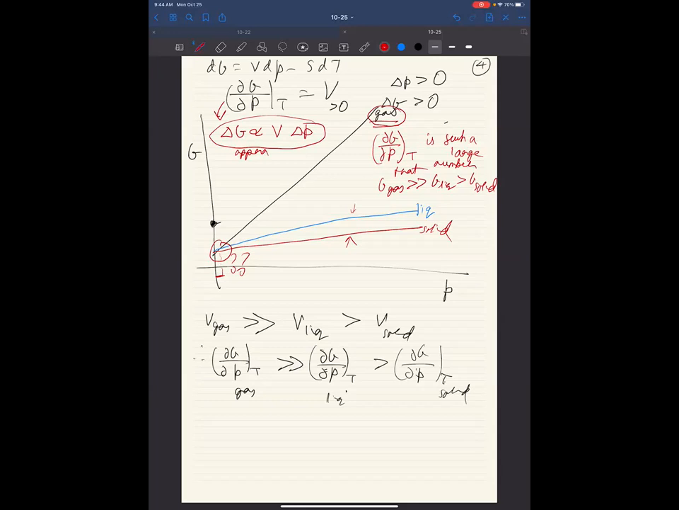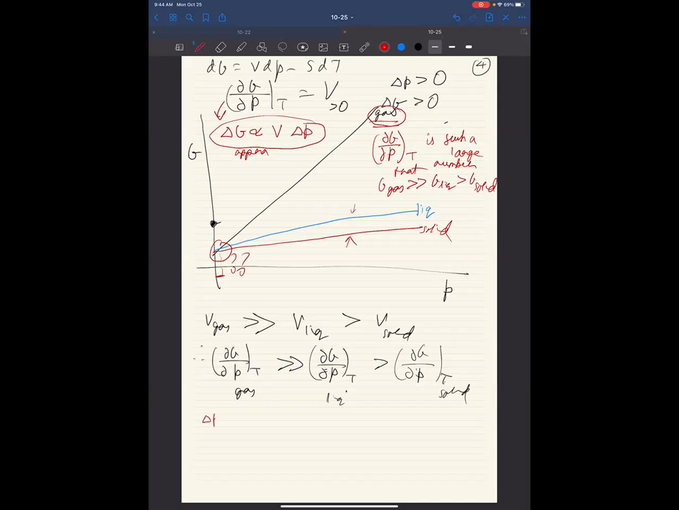If you increase pressure by 1 unit, delta G will increase by a certain amount, and V is the proportionality constant. If you increase the pressure on a gas by 1 unit, the delta G of the gas will increase by crazy amounts. If you increase the pressure of a liquid by 1 unit, the delta G will increase by very small amounts relative to gas, and for solid, it will be even smaller. You can make a table about this, okay?